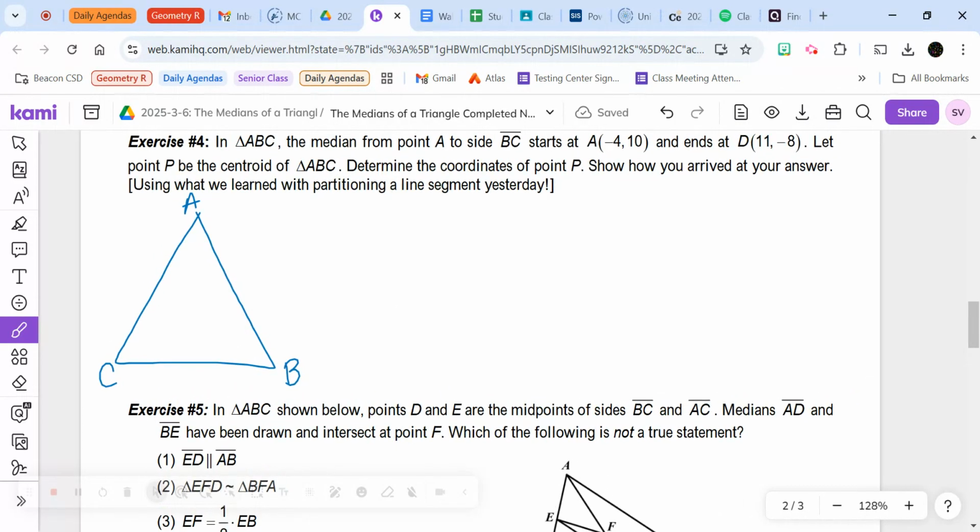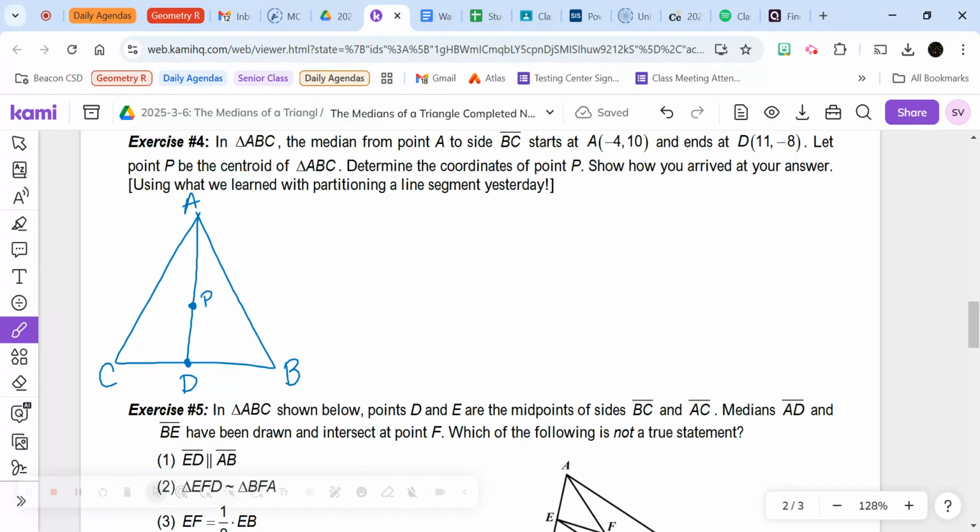We have the median from A to side BC, which starts at A (-4, 10) and ends at D (11, -8). So that means that the median is connecting A to D together. So this point here is D, and that's the midpoint of side CB. They're also telling us that there's a point P that's the centroid of ABC. So I'm going to put P right here. Determine the coordinates of point P and show how you arrived at your answer.